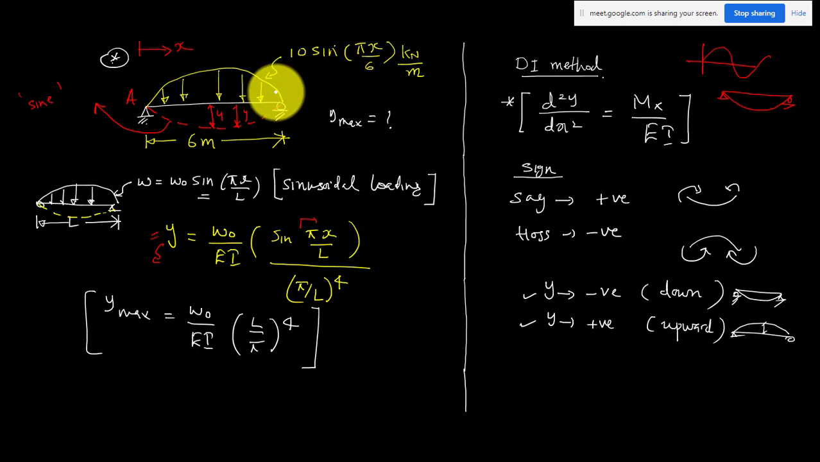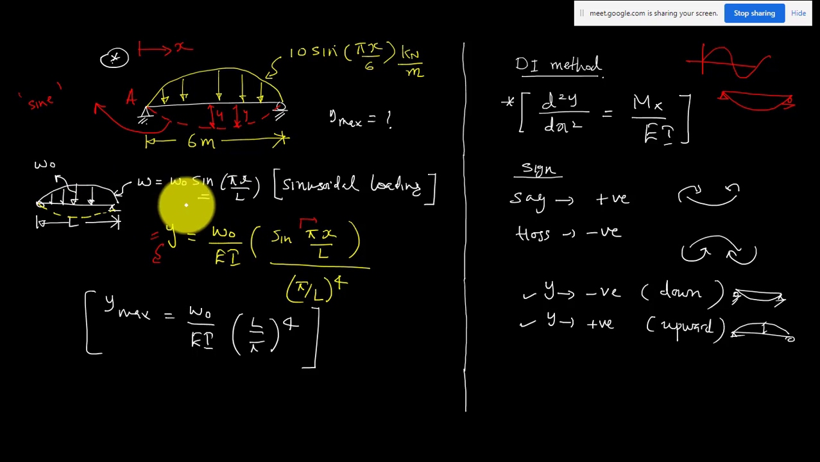So in the given loading, yesterday we have taken the loading as W0 into sine of pi x by L. So what is W0 in this equation? Yesterday we have seen W0 is nothing but the intensity of the load at the center, at x equal to L by 2. You can substitute x equal to L by 2. This L will get cancelled, it will become W equal to W0 of sine of pi by 2. So if we have a loading function of this form, W equal to W0 of sine of pi x by L, where L is the span of the beam.